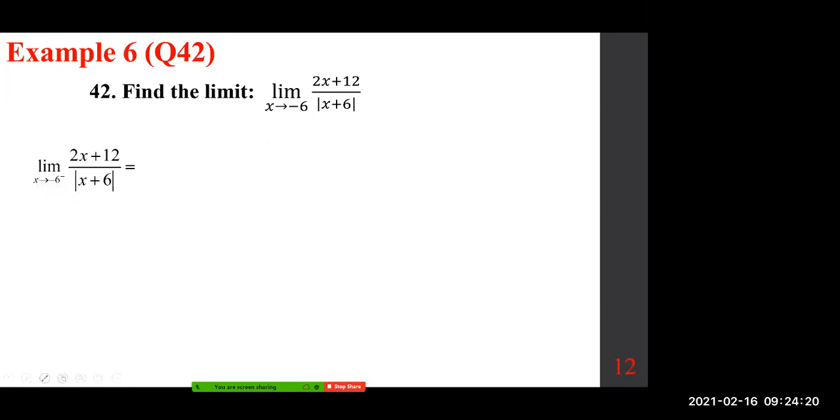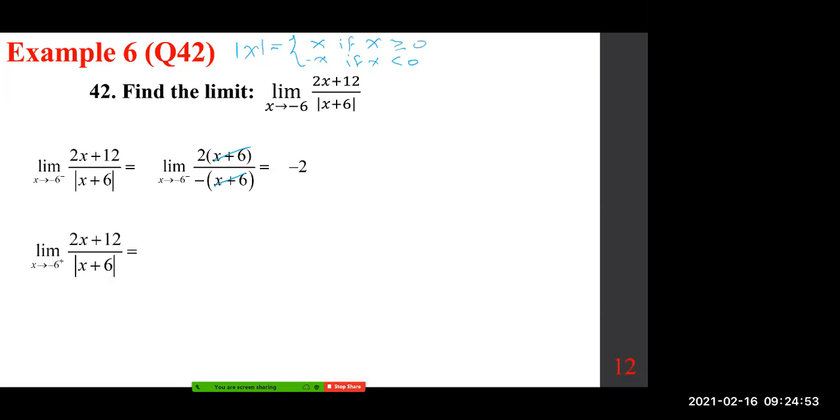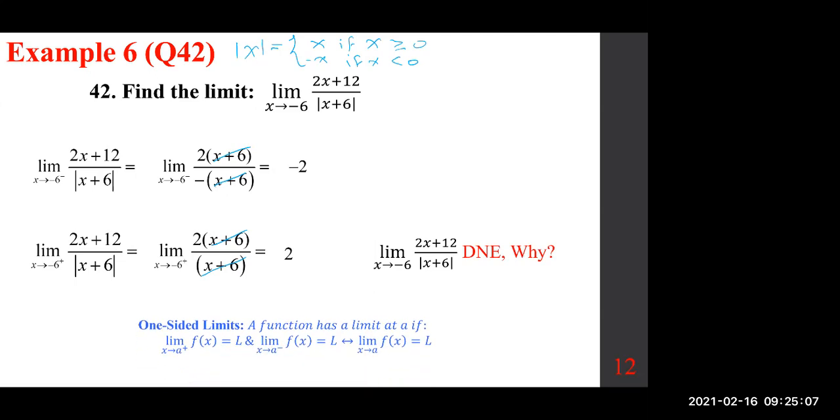Again, I'm reminding you of absolute value of x by definition is x if x is positive or non-negative for that matter, minus x if x is less than 0. So therefore, because it's from the left and it's negative, you replace the absolute value with a negative sign. Then x plus 6 cancels out x plus 6, and you get -2. On the other hand, if we approach it from the right side, we just drop the absolute value, they cancel each other, and we get to +2. They are not identical. Therefore, the limit doesn't exist. Why? The limit doesn't exist because the one-sided limits are not the same. This is one way to write that.